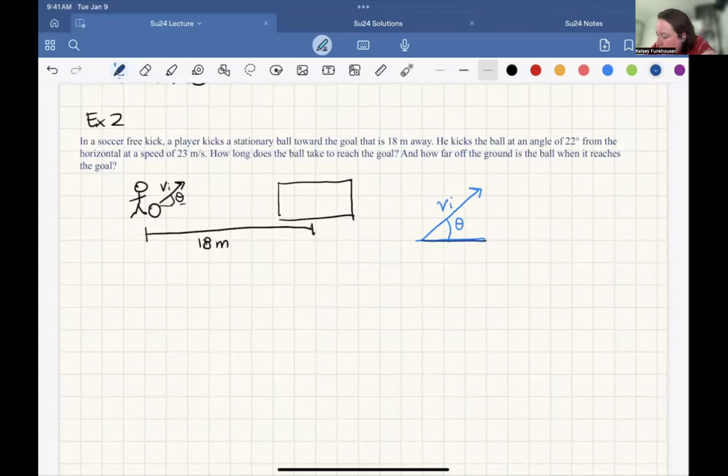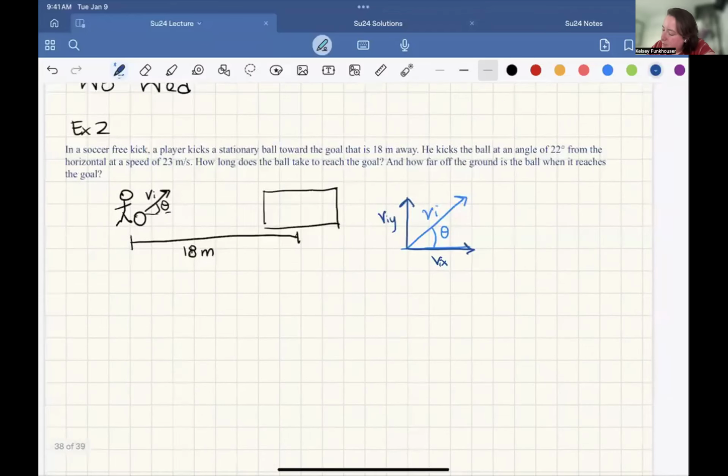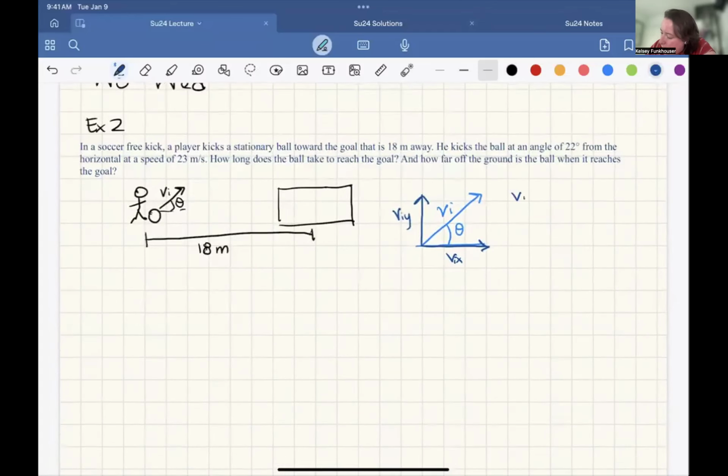And so we have an x component and a y component, v initial y, and this should be v initial x. Looking at this, we see that the x component is adjacent to the angle, so the initial x velocity is going to be the initial velocity times cosine of theta. That means y is opposite, so the initial y velocity equals the initial velocity times sine of theta. Okay, now that we've laid that out, let's do our knowns and unknowns.